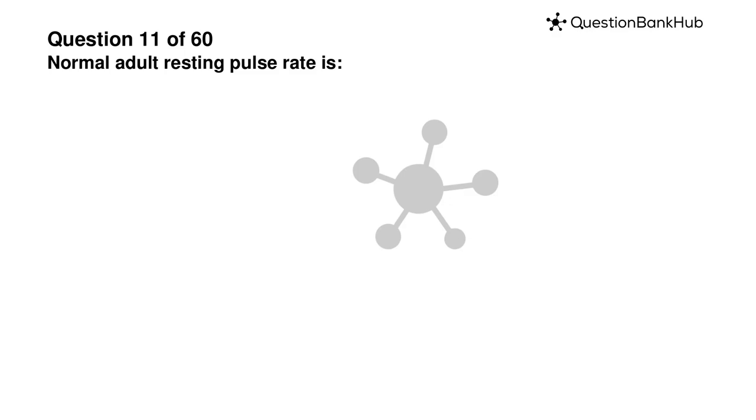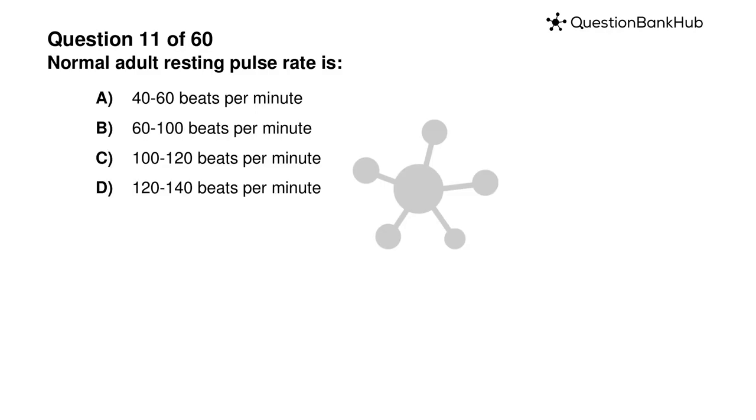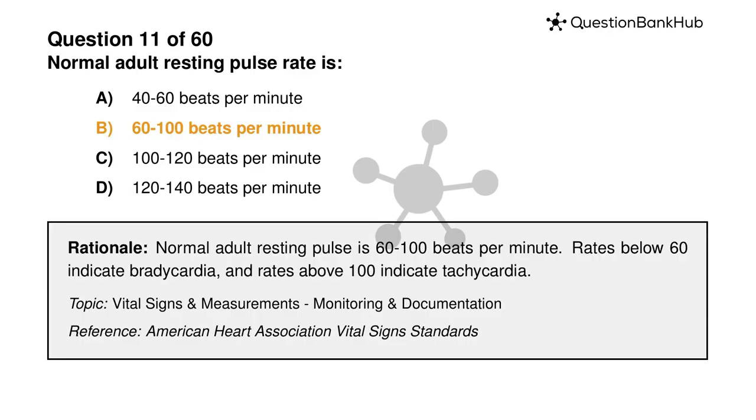Question 11. Normal adult resting pulse rate is A. 40 to 60 beats per minute. B. 60 to 100 beats per minute. C. 100 to 120 beats per minute. D. 120 to 140 beats per minute. The correct answer is B. 60 to 100 beats per minute. Normal adult resting pulse is 60 to 100 beats per minute. Rates below 60 indicate bradycardia, and rates above 100 indicate tachycardia.